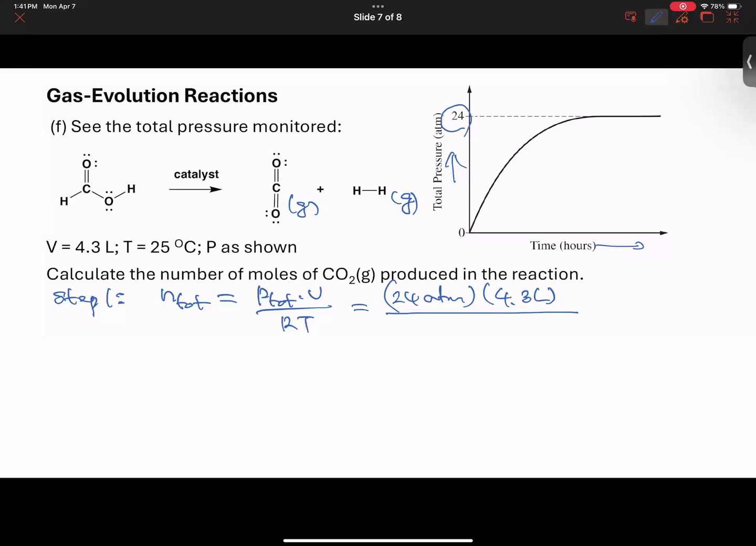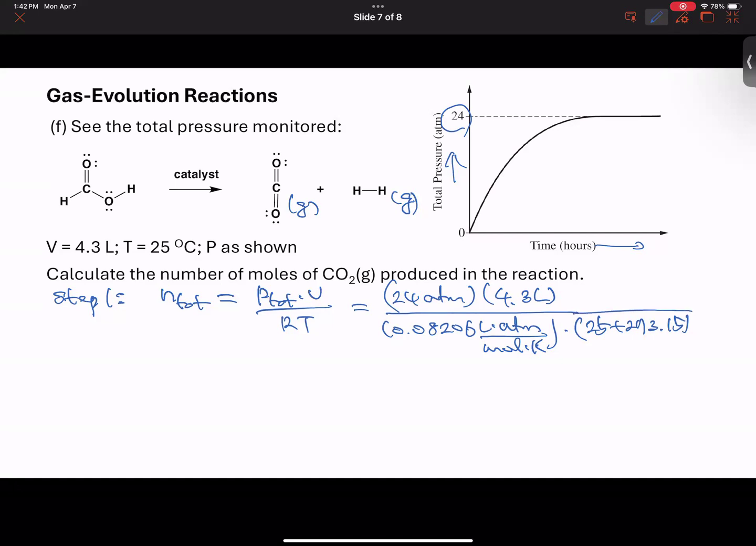And R is a constant, 0.08206 liter atm per mole K, and then times temperature, 25 degrees C. Remember, temperature must always be in Kelvin in order to use the ideal gas law. So let's add 273.15 to make it into Kelvin. Okay, now let's calculate it. The value is 4.22 moles.